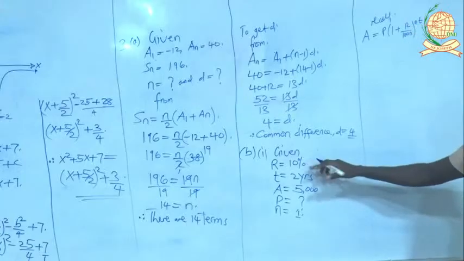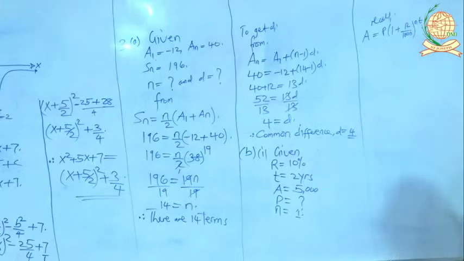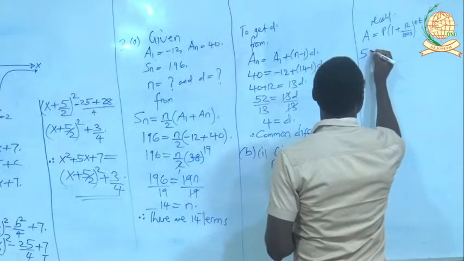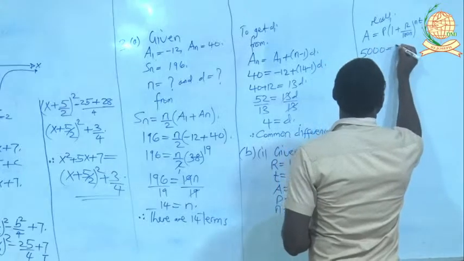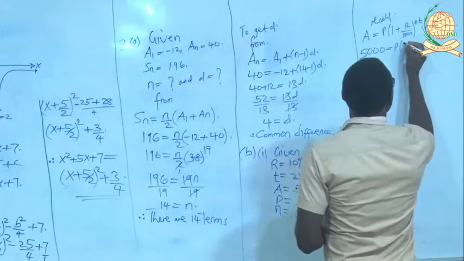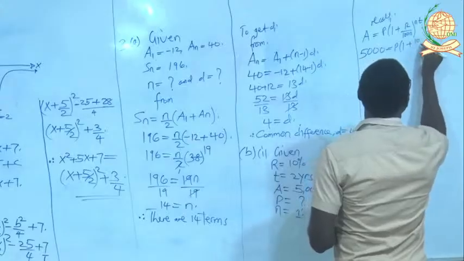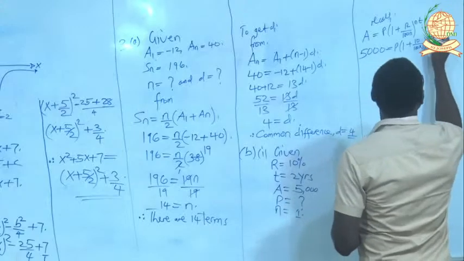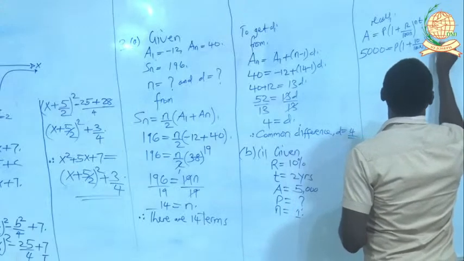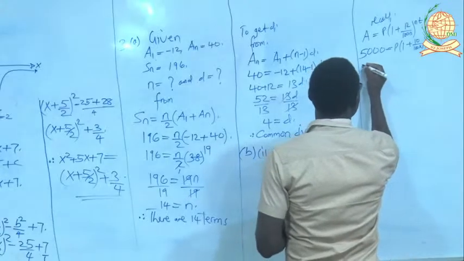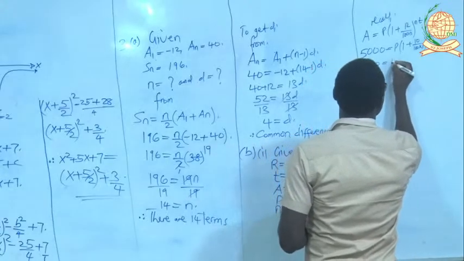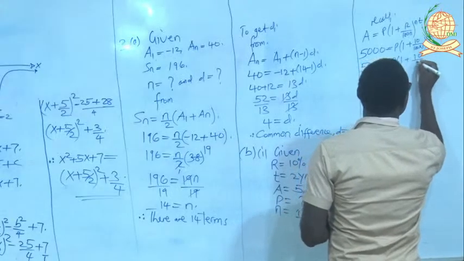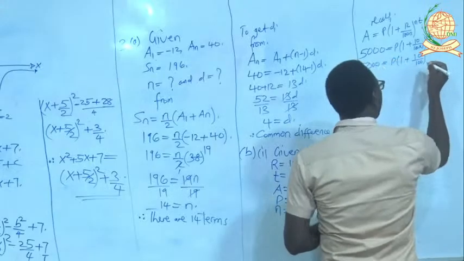Now the amount after 2 years is given. R is 10, N is 1, and T is equal to 2. So we substitute. 5,000 equals P times (1 plus 10 over 100 times 1) to the power 1 times 2. So it is this: 10 over 100, squared.